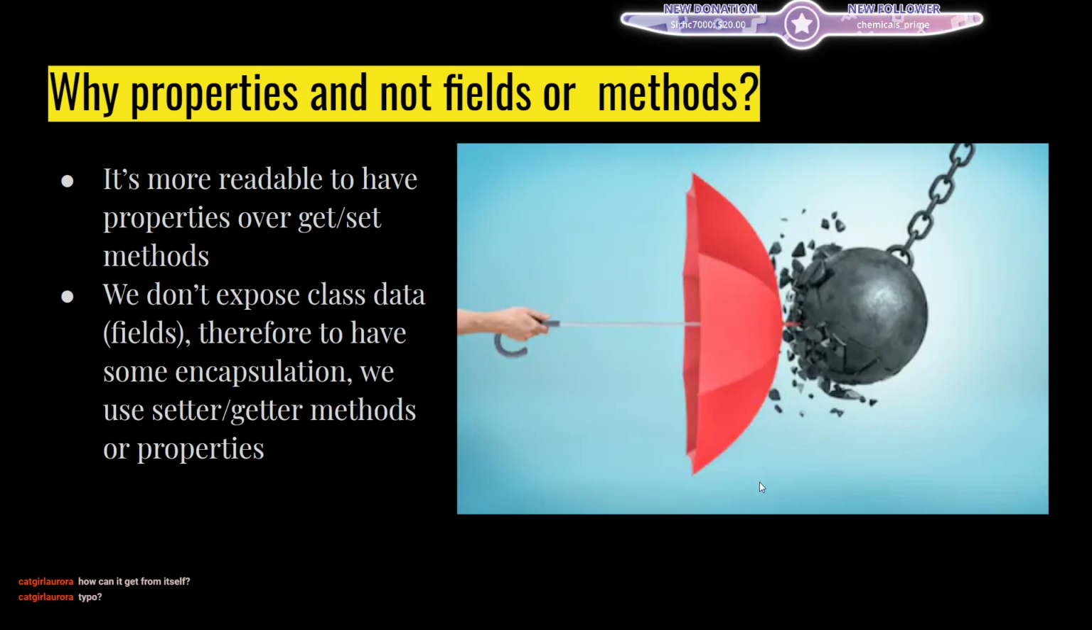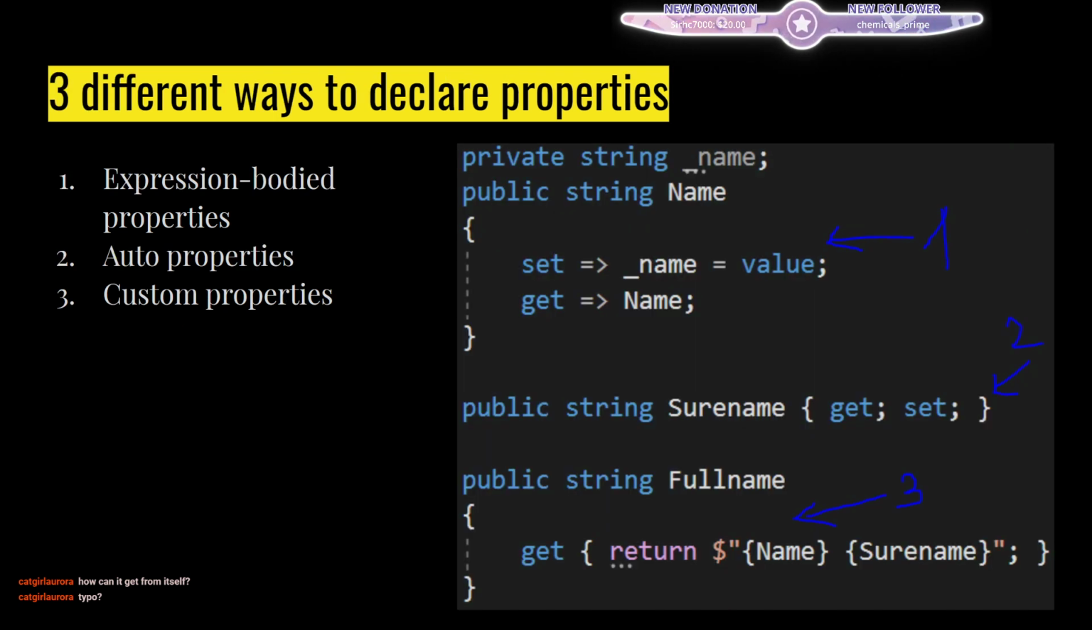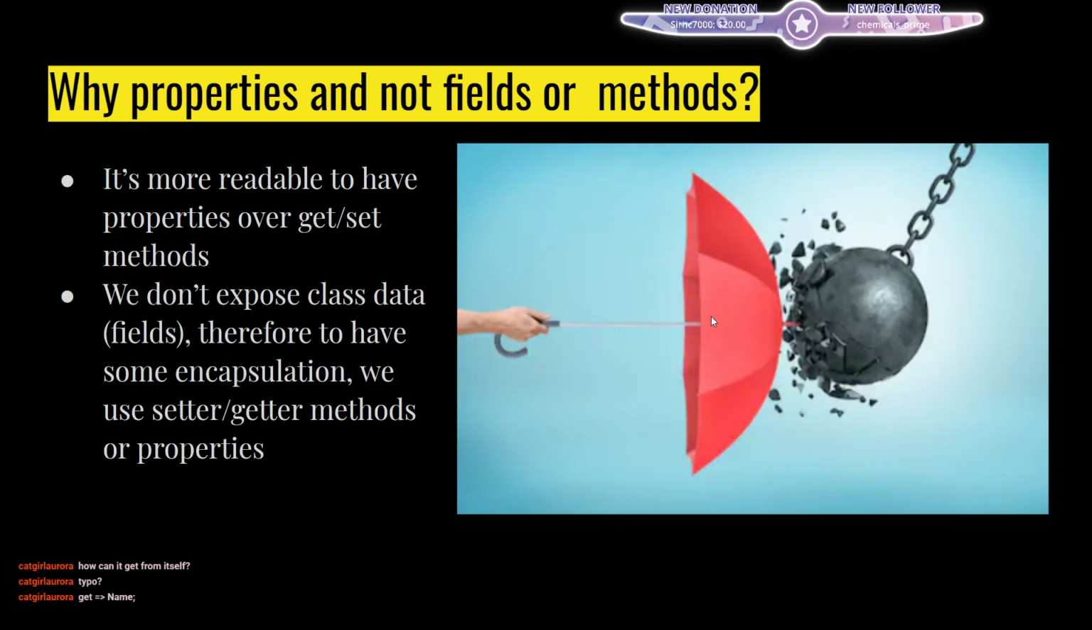So use properties for exposing data. Sorry, where? Oh, you mean for name, getting name. Yes, it's a typo. It should be _name. Yes.